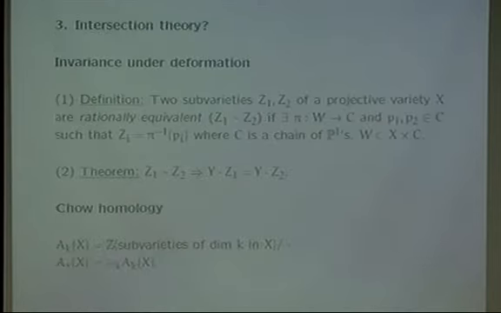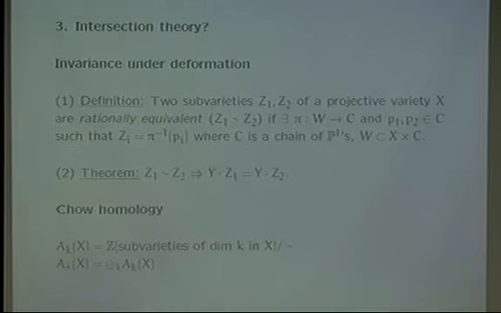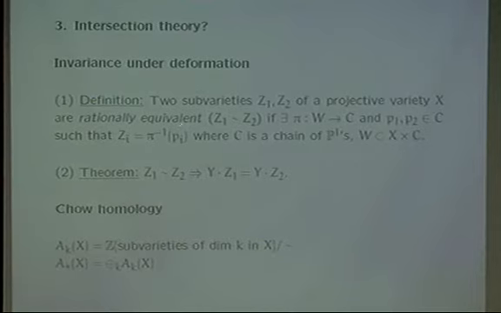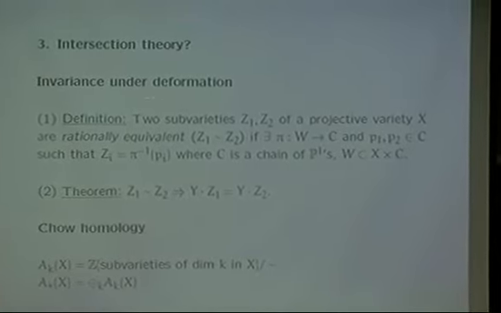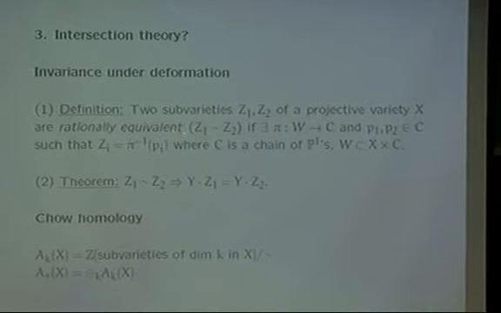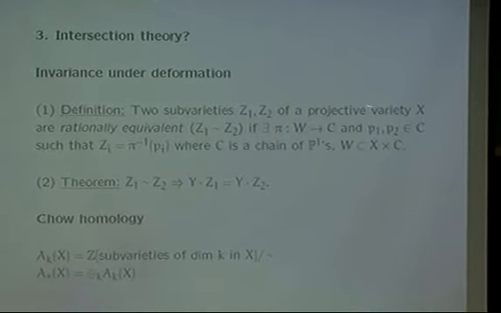Anyway, right now I want to give a 5-minute introduction to intersection theory in the moduli spaces. So what are they? The most important thing is the philosophy of invariance under deformation. That's the key point for everything. If you have two subvarieties Z1, Z2 of a projective variety X, we say these two are rationally equivalent if Z1 can be deformed to Z2 in a nice fashion, and the definition is this.